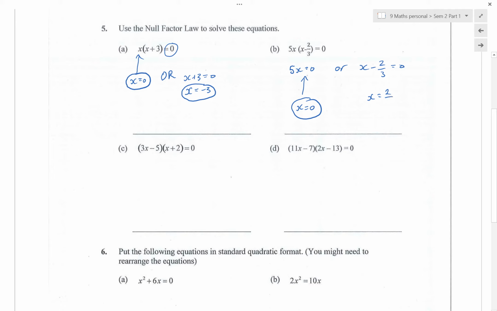We're not always going to get nice round numbers, whole numbers. You did in year 7.